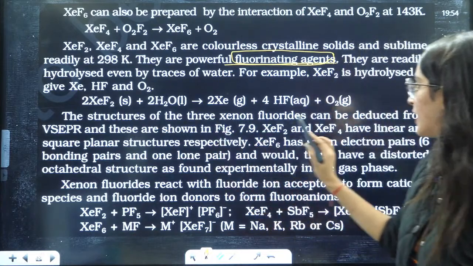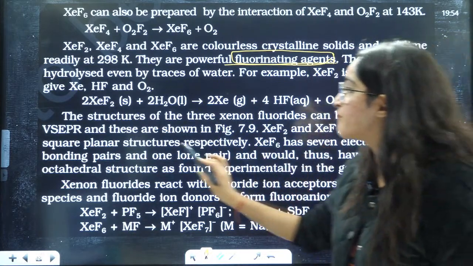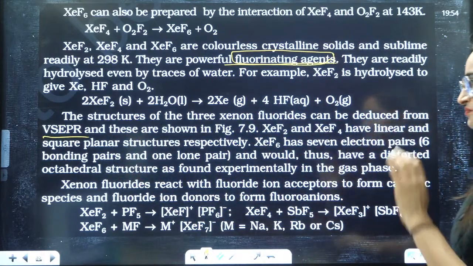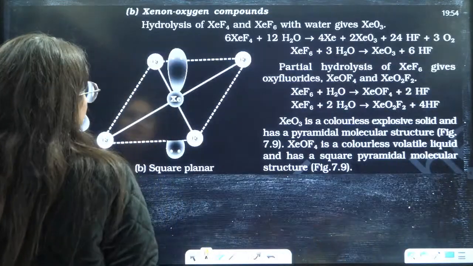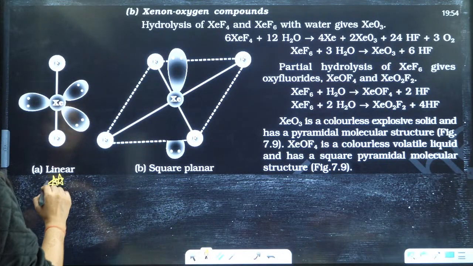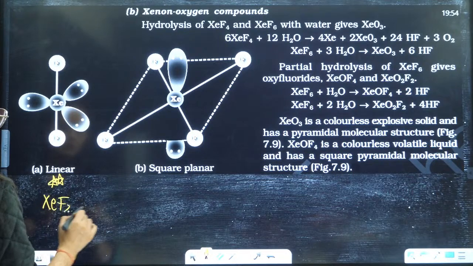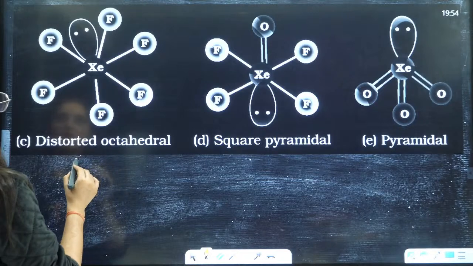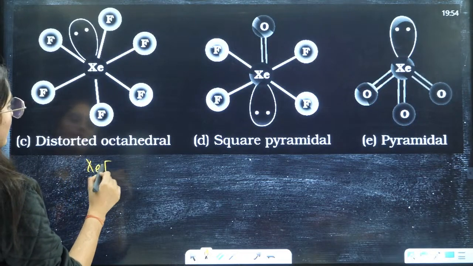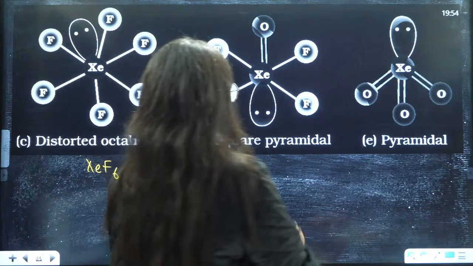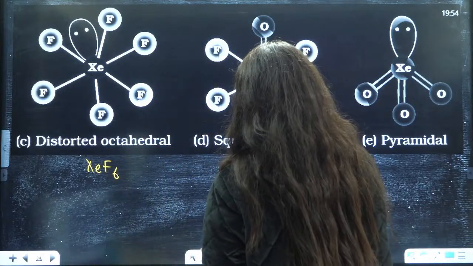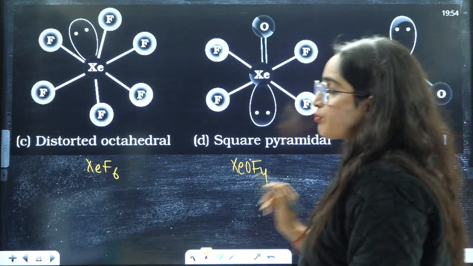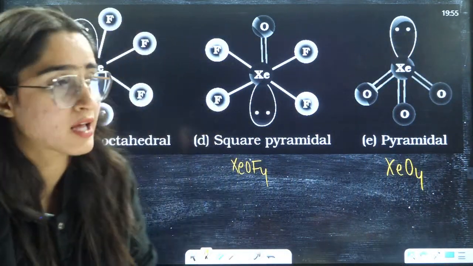The structures of the 3 xenon fluorides can be deduced from VSEPR and are shown in the figure. Let us see what the structures are. Very important. First is XeF2. Then you have XeF4. Then the third one is XeF6. Then you have XeOF4, very important, and XeO4, very important structure. All these structures are important for you. Anything can be asked to you.